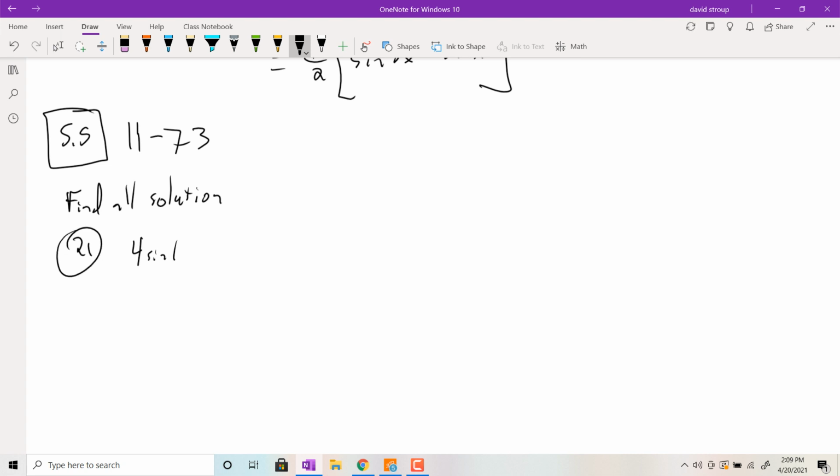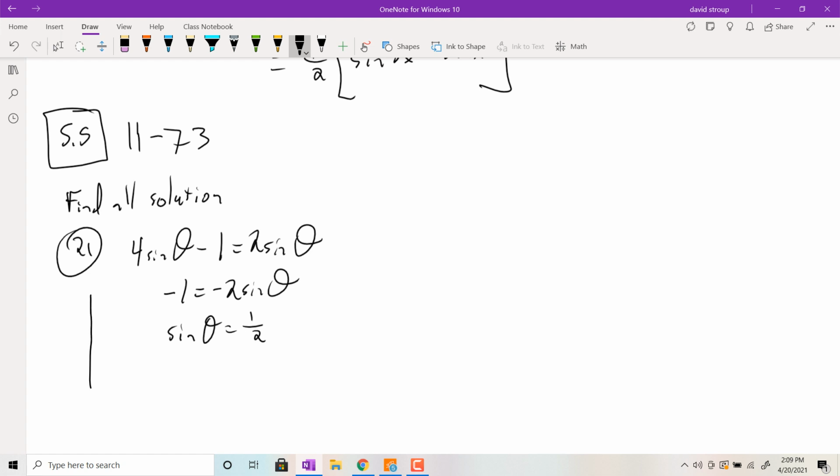4 sine theta minus 1 equals 2 sine theta. All right, so I'm going to isolate the sine on one side, so you can subtract 4 sine theta to the other side, negative 2 sine theta. Divide both sides by negative 2. You get sine of theta is 1/2. Okay, so I need all the angles between 0 and 2 pi that give me 1/2.